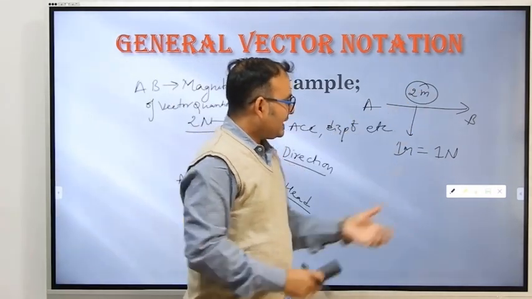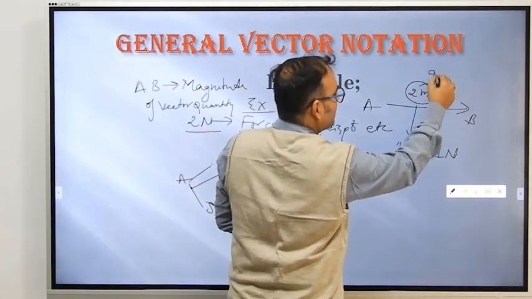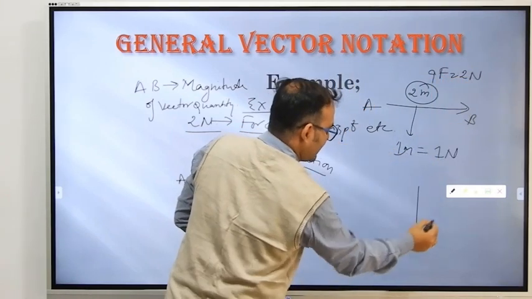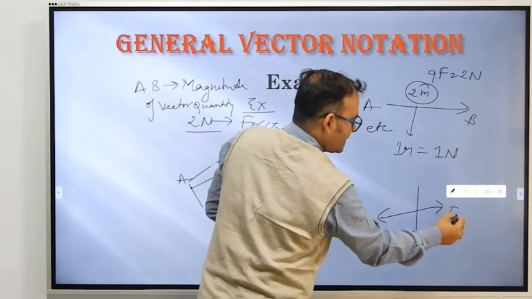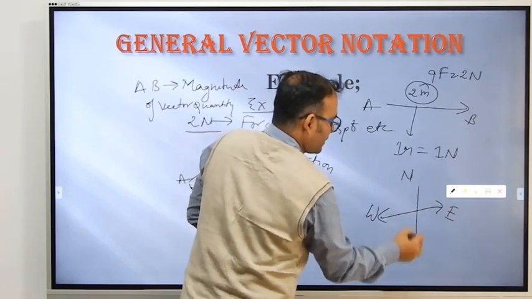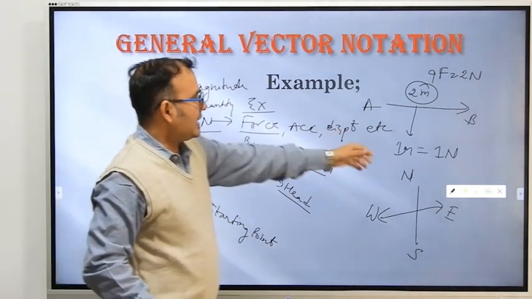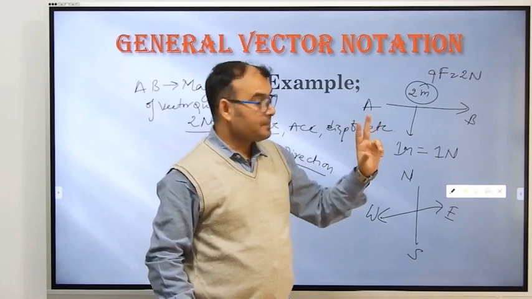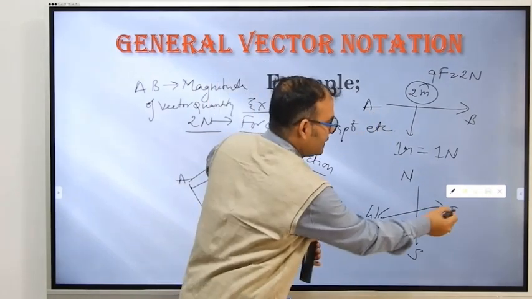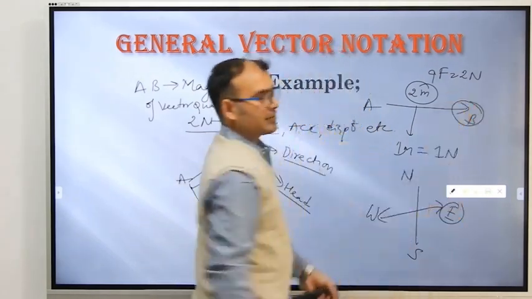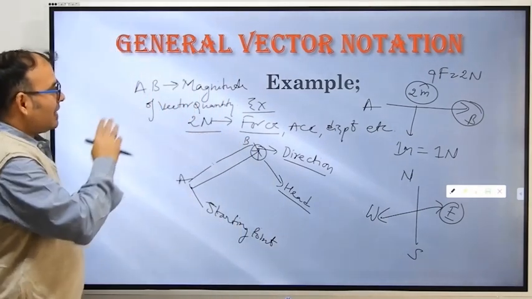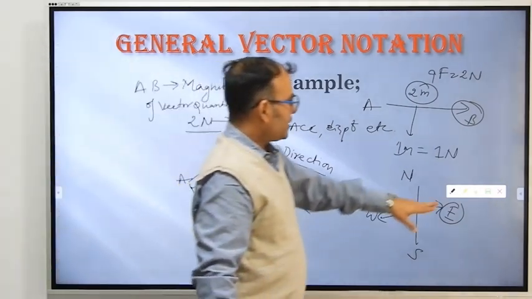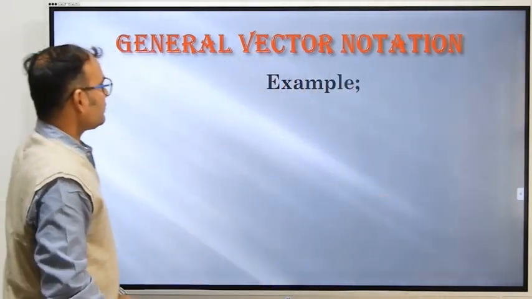So the 2 meter length means the force is 2 Newton, and suppose I am marking the directions. So this is east, west, north and south. Then we will say this is the vector of magnitude 2 Newton acting towards east, because the direction of this vector is along east. So this is the representation of a vector quantity.